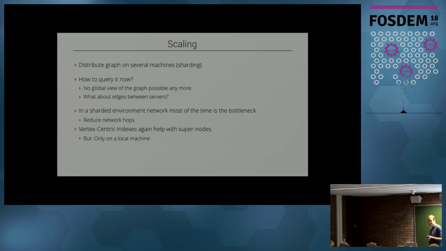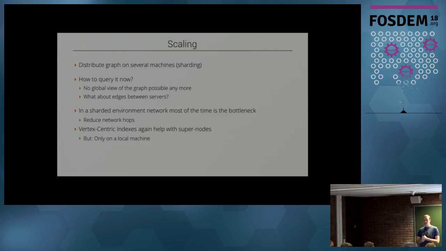Complexity comes if you like to query it, especially in the graph area. So how to query it now? First of all, we cannot get a global view of the graph, because the assumption is it doesn't fit on a single machine. So how should we compute it? And at some point, we have to chop the data set. So what about the edges between servers? Challenges in addition, in sharded environments, the network most of the time is the bottleneck. So if you have a query that just constantly jumps between servers, it's most likely slow. And so you want to reduce the network as much as possible and keep as much as possible on a local machine. So the target is reduce network hops.